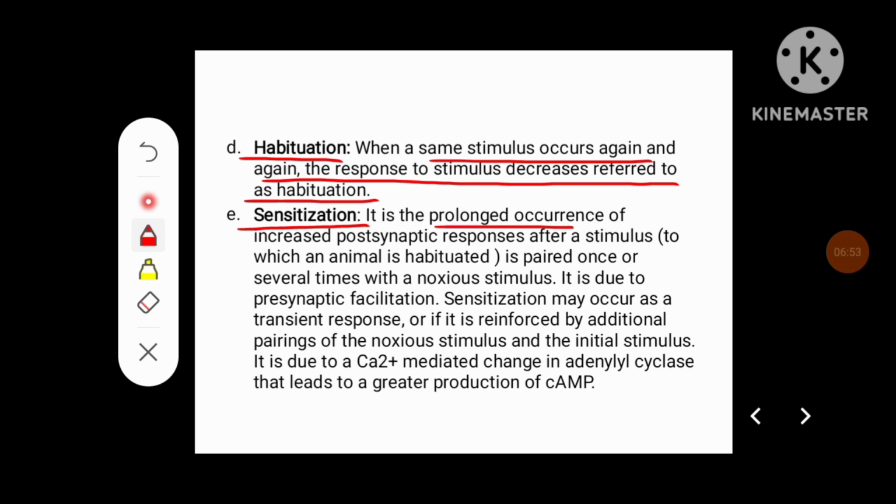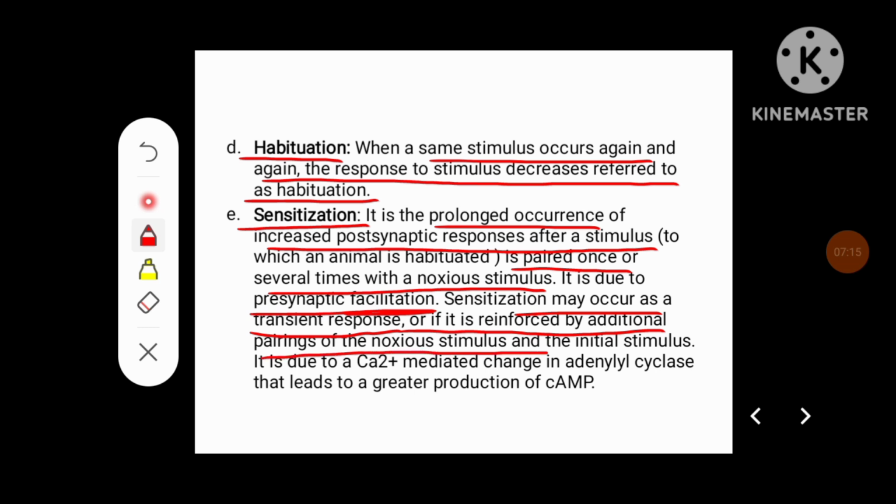Sensitization. It is the prolonged occurrence of increased postsynaptic responses after a stimulus to which an animal is habituated is paired once or several times with a noxious stimulus. It is due to presynaptic facilitation. Sensitization may occur as a transient response, or if it is reinforced by additional pairings of the noxious stimulus and the initial stimulus. It is mainly due to the calcium-mediated change in the adenyl cyclase that leads to greater production of cyclic AMP.